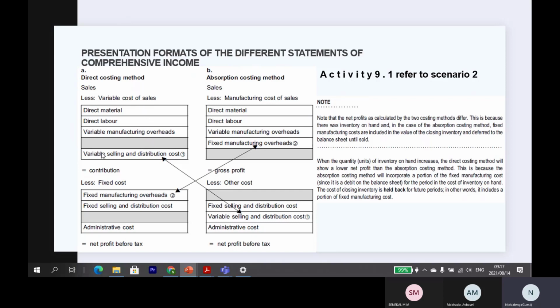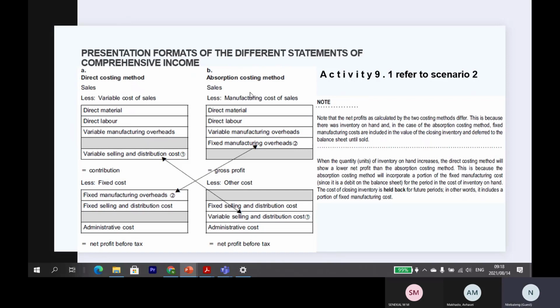Thereafter, you also put in your variable selling and distribution cost. Then you get your marginal income, your contribution. You have to look if this contribution will be able to cover these costs that come after, which is your fixed cost. And your fixed cost will be your manufacturing overheads and your selling and distribution cost. Thereafter, you take into account your administrative cost, then you get your net profit before tax. This is how your income statement format should be.